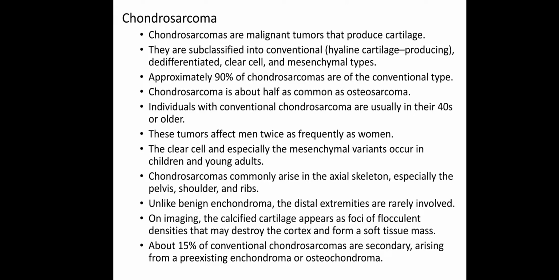Chondrosarcoma commonly arise in the axial skeleton, especially the pelvis, the shoulder, the rib. Okay. Unlike benign in chondroma, the distal extremities are rarely involved. On imaging, the calcified cartilage appear as foci of radiodense densities that may destroy the cortex and form a soft tissue mass. About 15% من conventional chondrosarcoma are secondary, arising from pre-existing in chondroma، يعني ممكن البناين ينطيني malignant or osteochondroma.